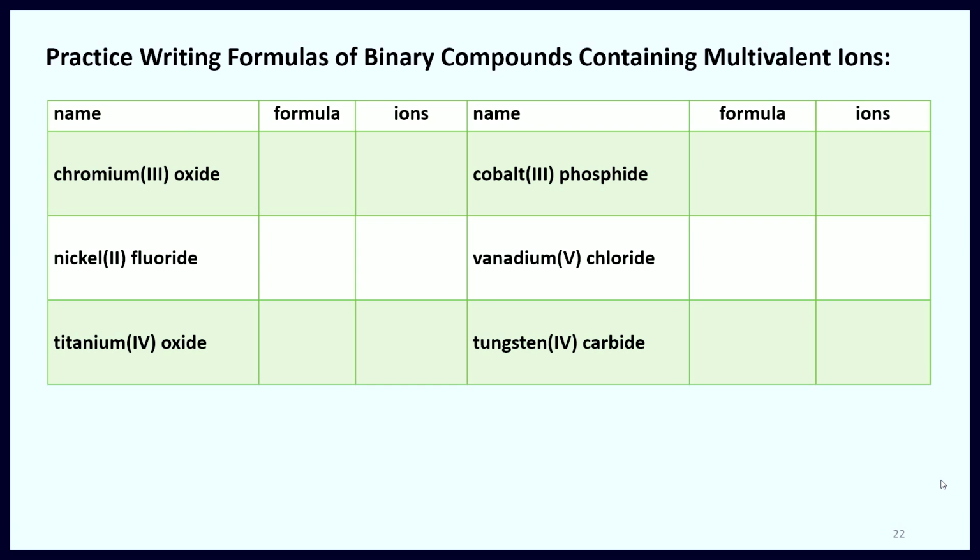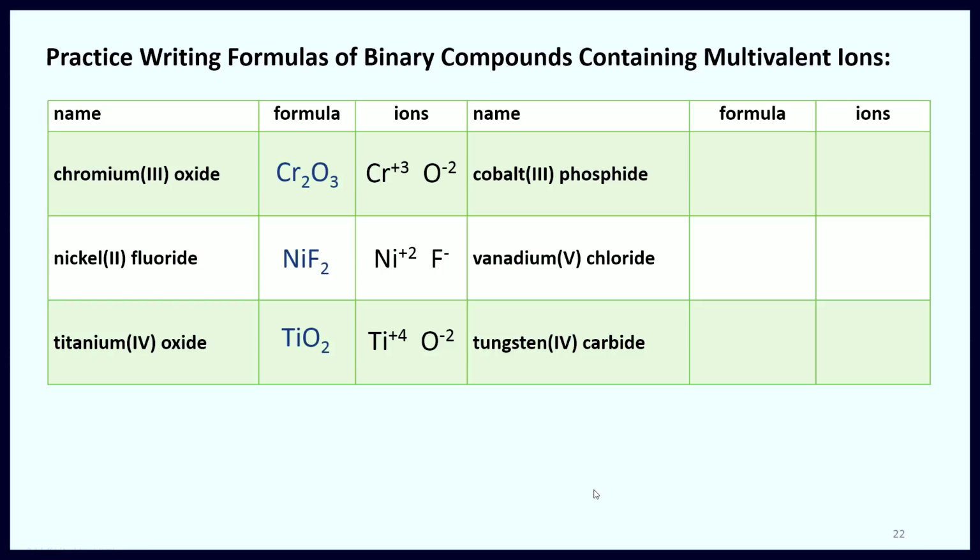This time we'll go the other way. We'll start with the name and go to the formula. In the first case, chromium 3 oxide, we're told from the name that chromium is +3, oxide is -2. We can use those charges and the inverse rule to calculate the formula Cr2O3. Nickel 2 fluoride tells us nickel's +2, fluoride's -1. The formula is NiF2. Titanium is +4, oxide's -2, and the ratio will be TiO2.